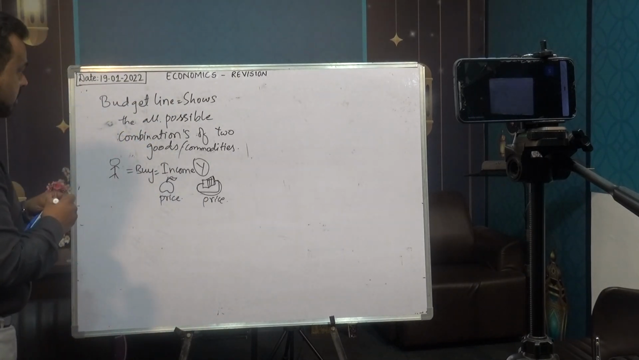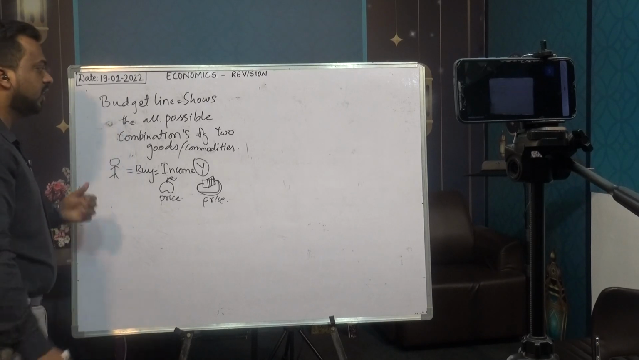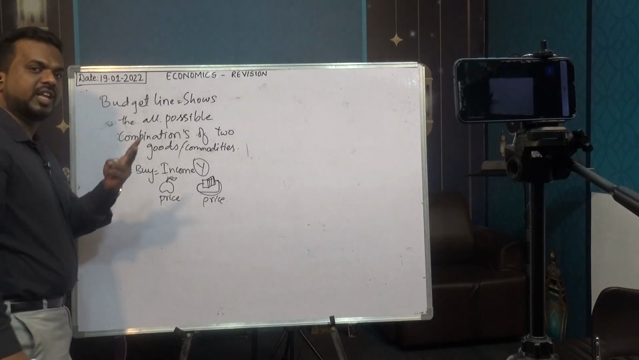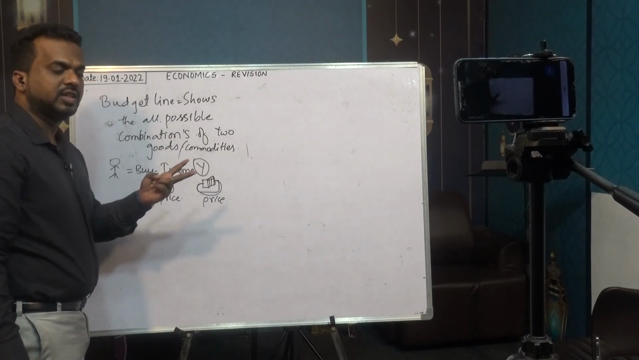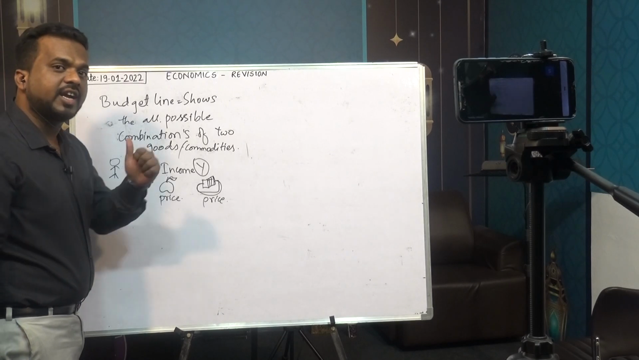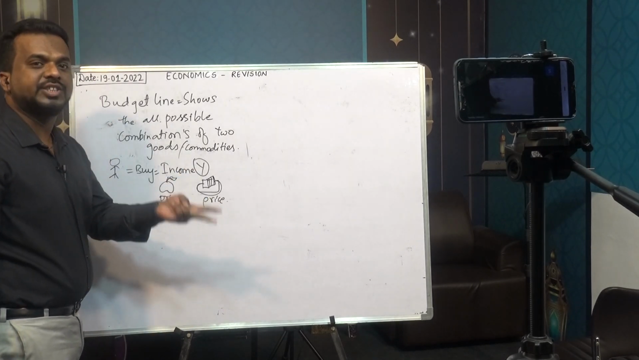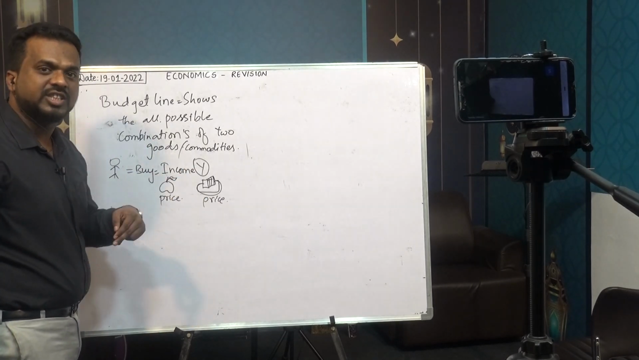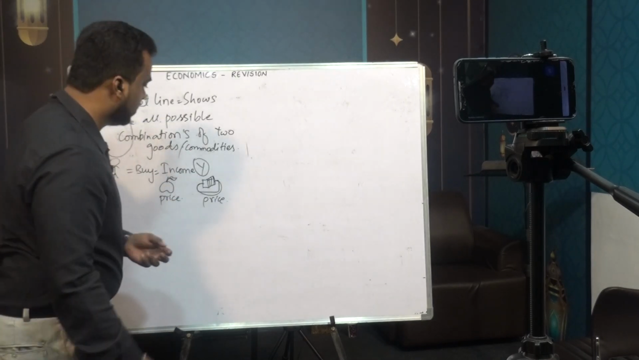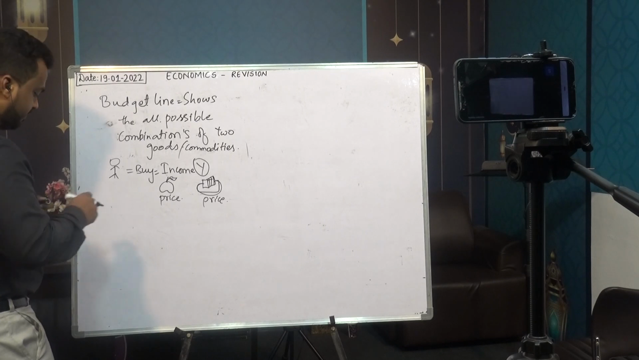And what? Budget line or price line shows all possible combinations. यह सारे combinations बताया करते हैं कि दो particular commodities के क्या-क्या price हैं, ताकि एक consumer उन combinations के साथ satisfaction बरकरार रख सके. And then further what?